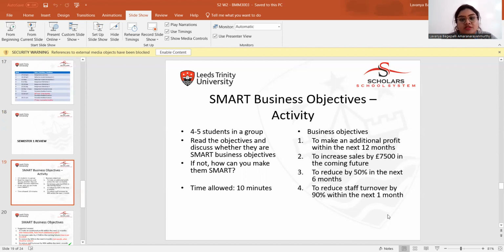SMART business objectives is all about how businesses can frame their objectives in a smart way. And SMART has a full form: S stands for specific, M stands for measurable, A stands for attainable, R stands for realistic objectives, and T stands for time bound.